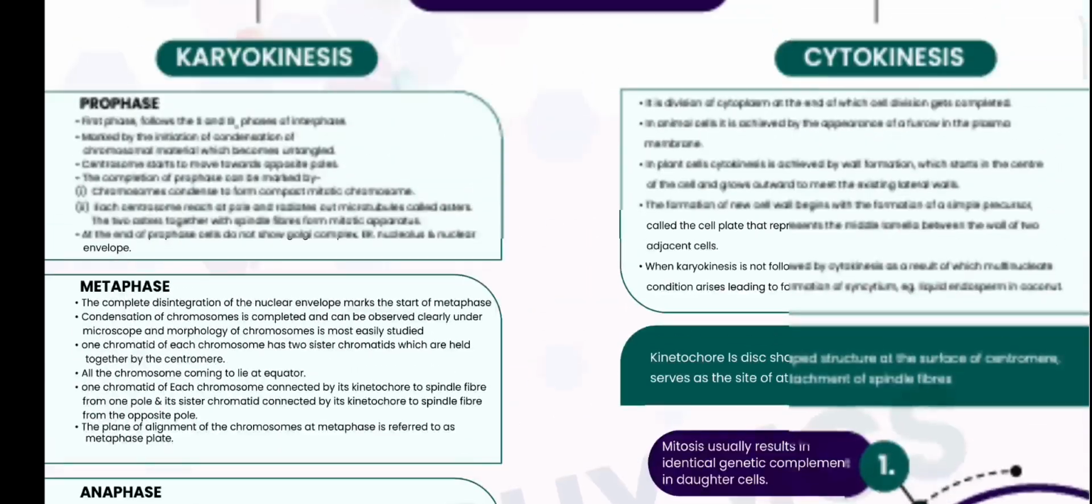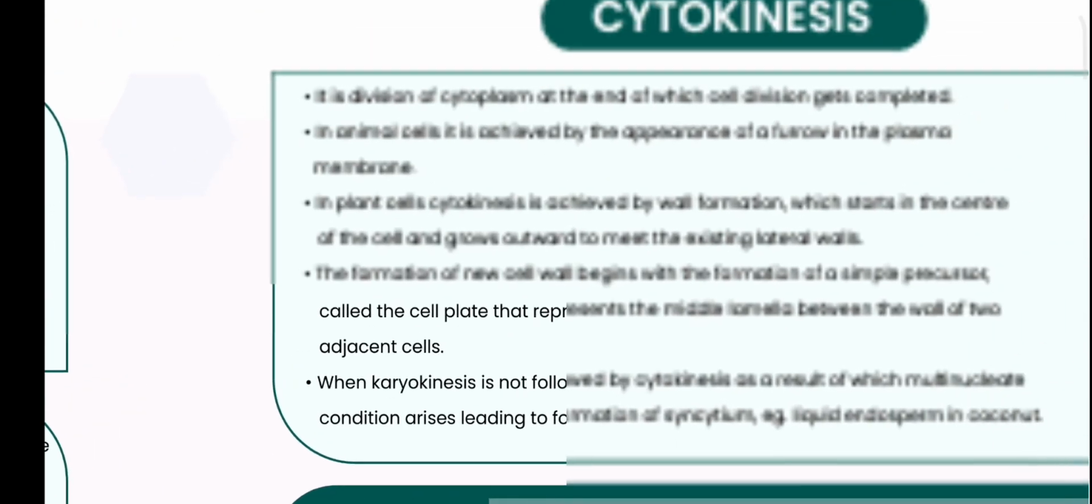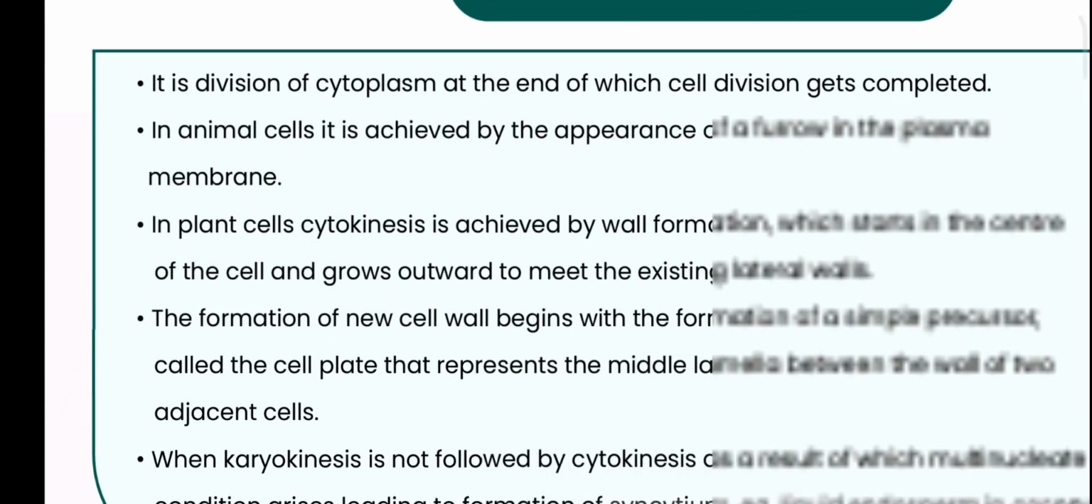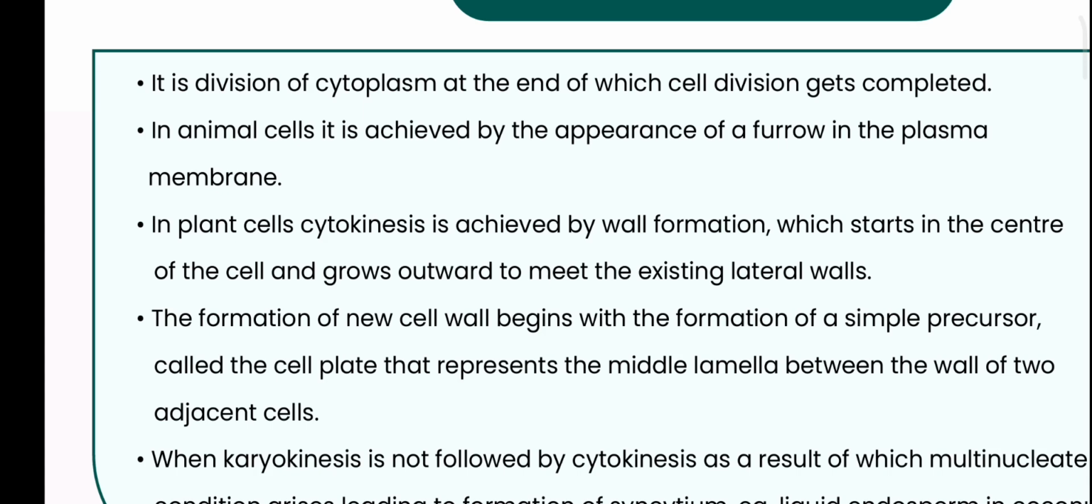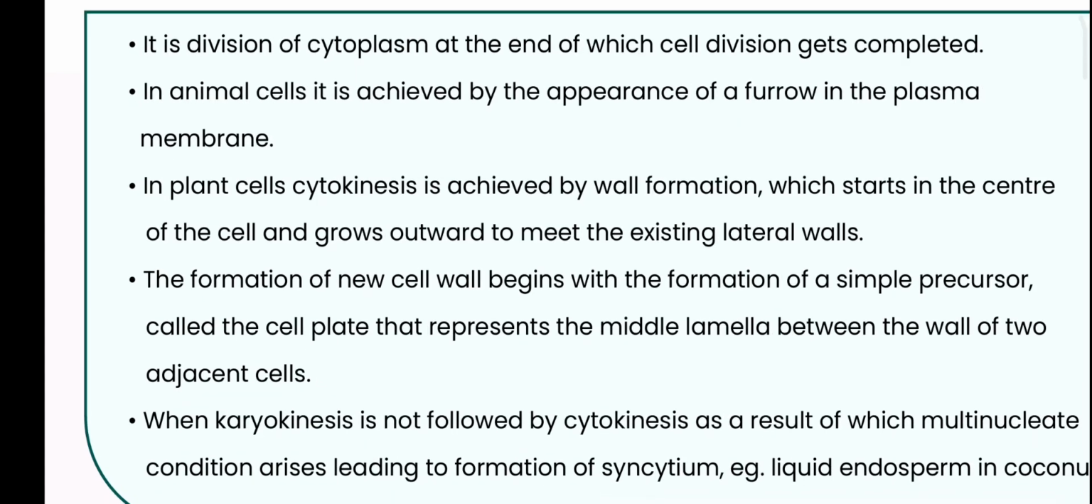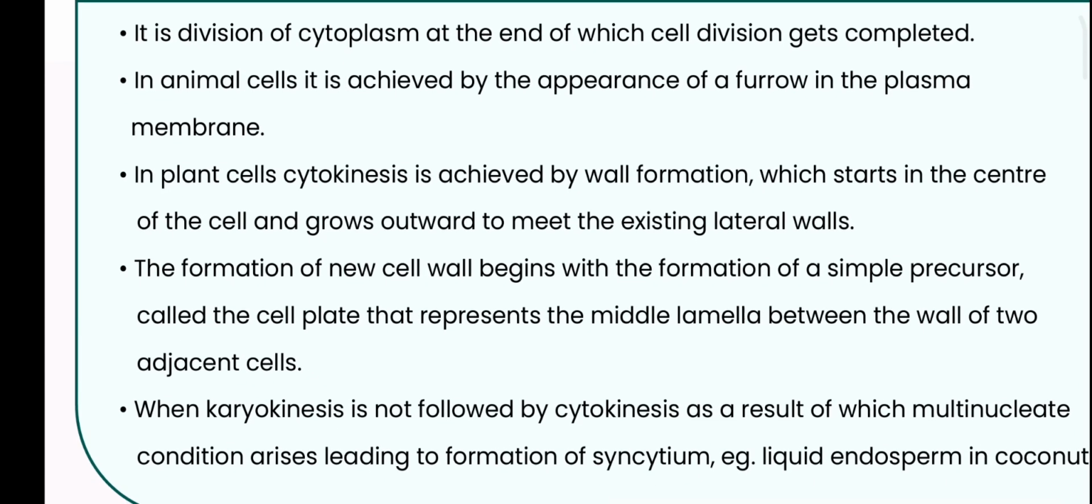Then cytokinesis. It is the division of cytoplasm, at the end of which cell division gets completed in animal cells. It is achieved by appearance of a furrow in the plasma membrane.